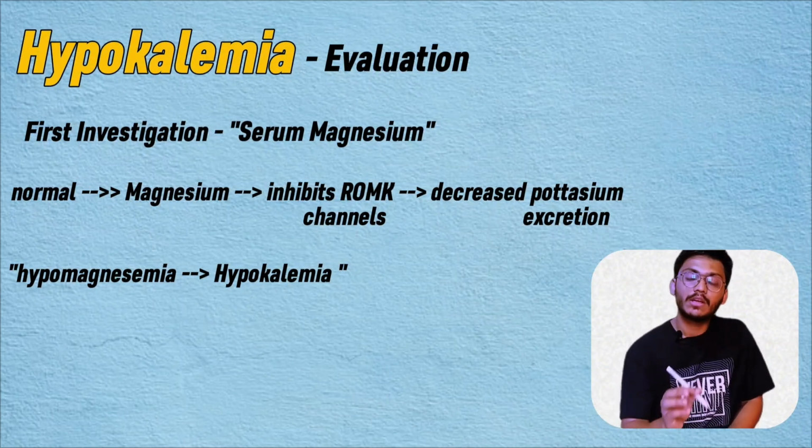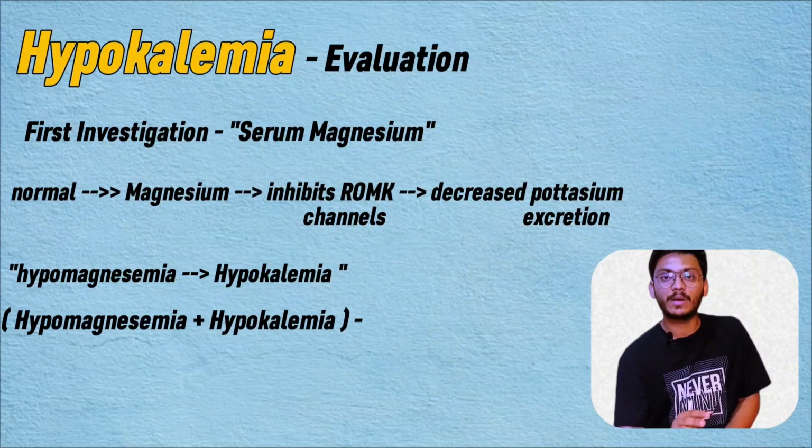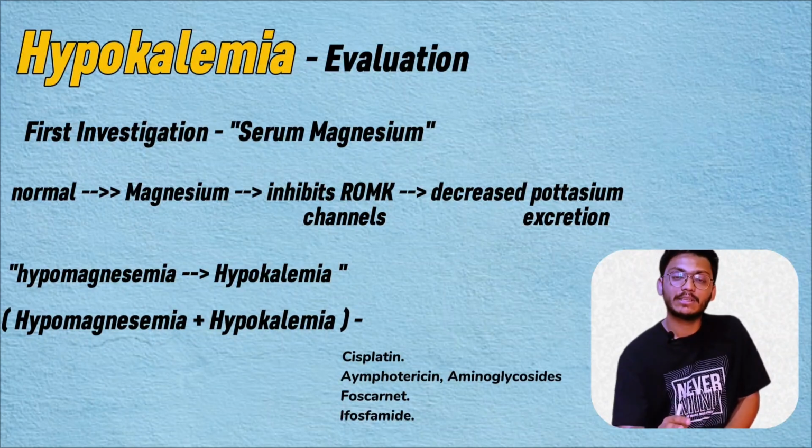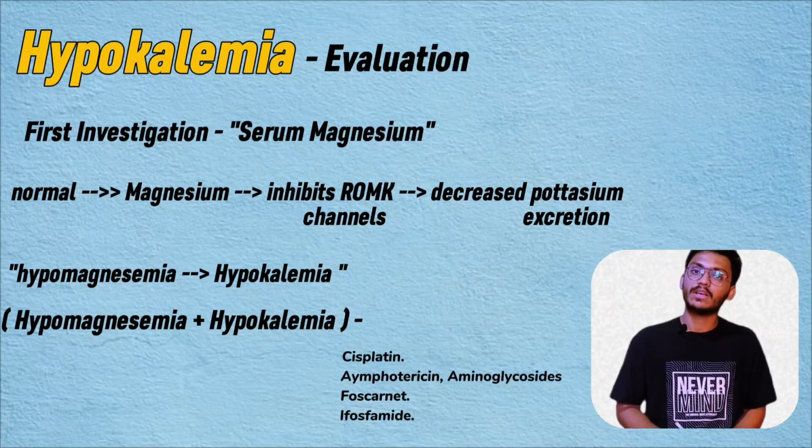There are some drugs which cause both hypomagnesemia and hypokalemia. Those drugs are cisplatin, aminoglycosides, amphotericin B, foscarnet, and the last one, ifosfamide. So the first investigation that you should do in a case of hypokalemia is serum magnesium.